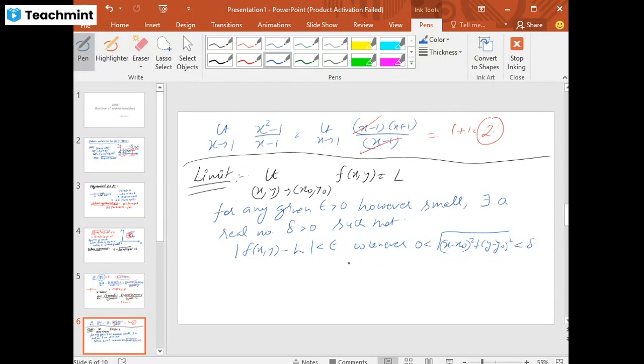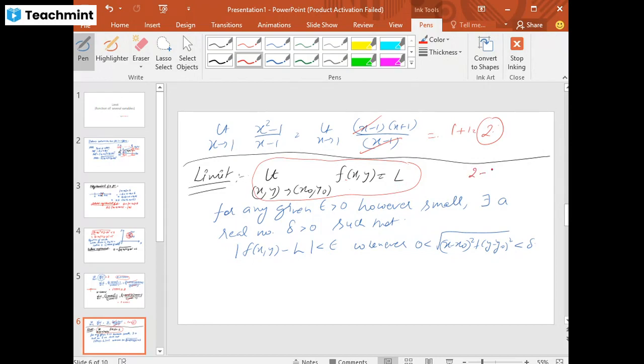Okay, so what is the meaning of this statement? Basically, I have simply expressed this particular expression here in this form. So we have chosen a number epsilon, which is a very small number, but it is a positive number, right? So we are saying that the difference between f(x,y) and L is very small, even less than a very small number.